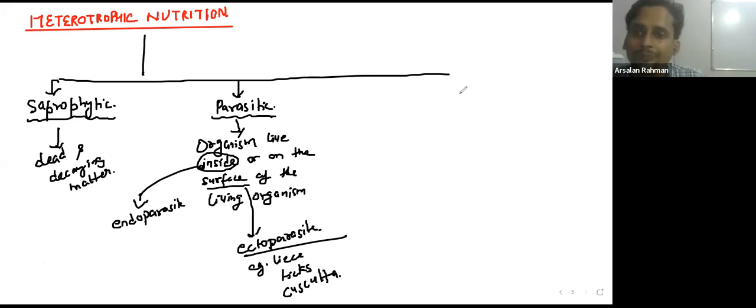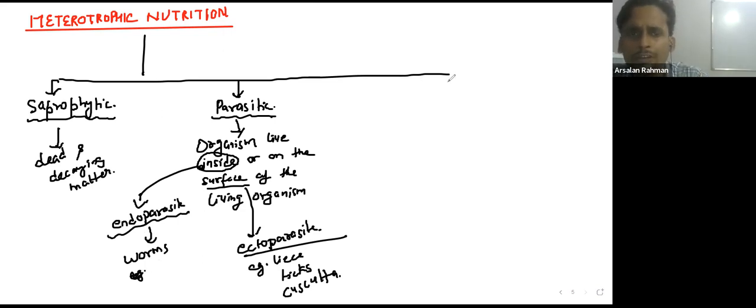What are examples of endoparasites? Sometimes if a small child eats unhygienic food and lots of biscuits, there can be worms inside our abdomen, in our stomach. So some worms, for example roundworms, are present inside our body.